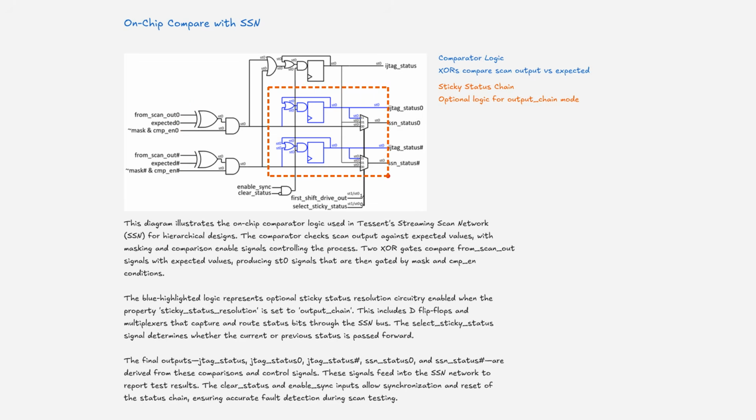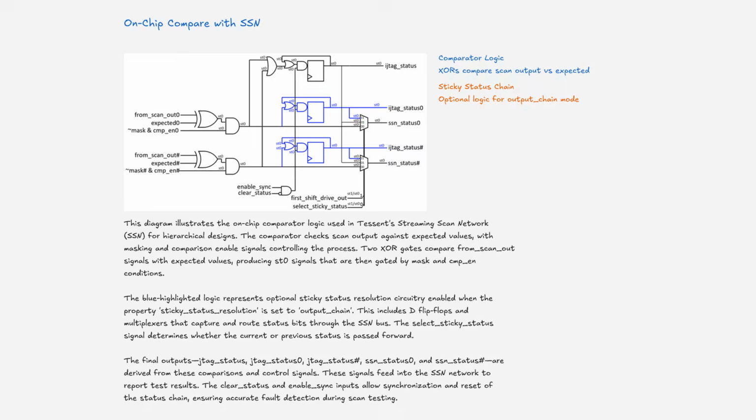The blue highlighted logic represents optional sticky status resolution circuitry, enabled when the property sticky status resolution is set to output chain. This includes D flip-flops and multiplexers that capture and route status bits through the SSN bus. The select sticky status signal determines whether the current or previous status is passed forward. The final outputs, JTAG status 0, JTAG status hash, SSN status 0, and SSN status hash, are derived from these comparisons and control signals. These signals feed into the SSN network to report test results. The clear status and enable sync inputs allow synchronization and reset of the status chain, ensuring accurate fault detection during scan testing.